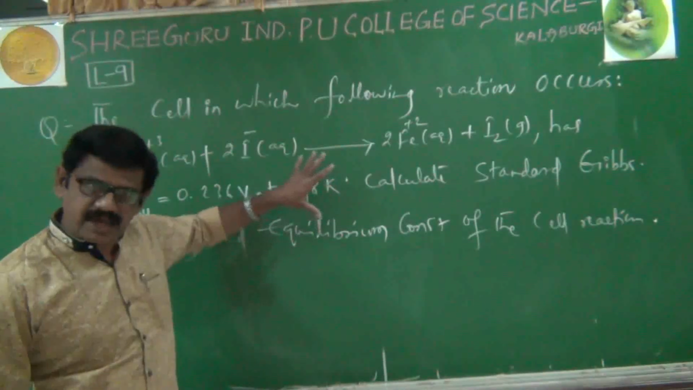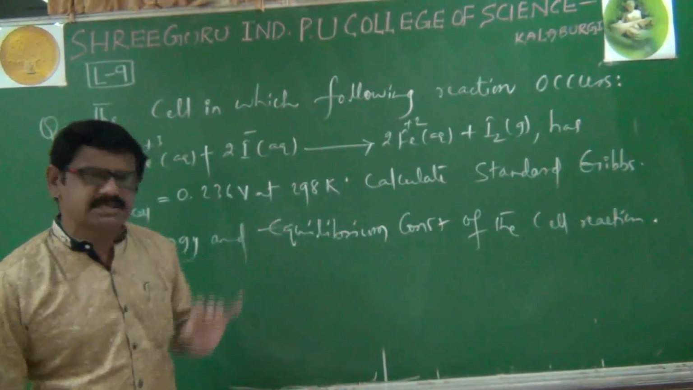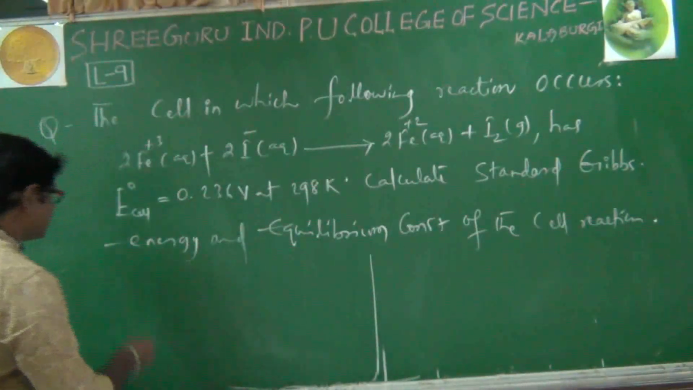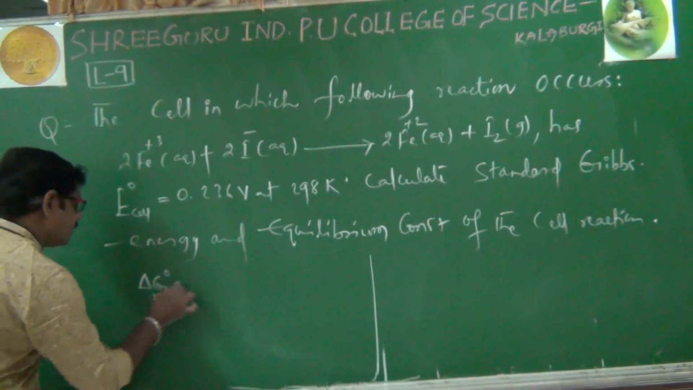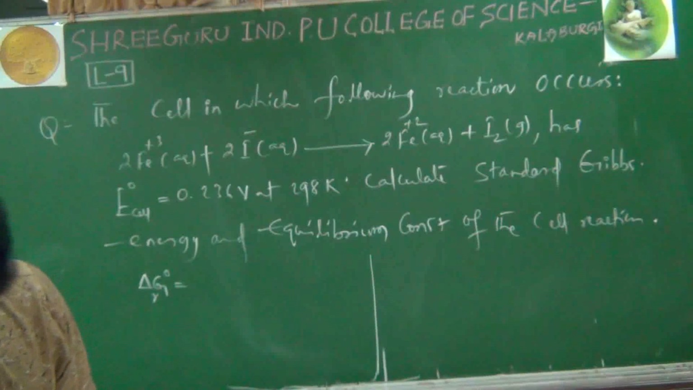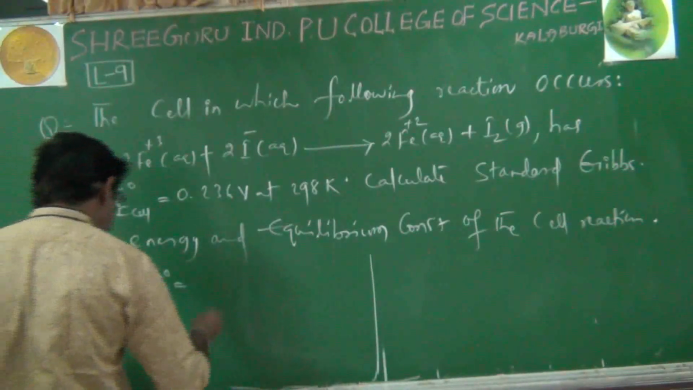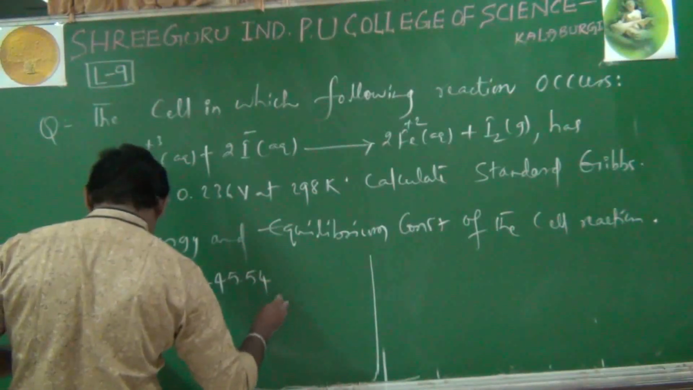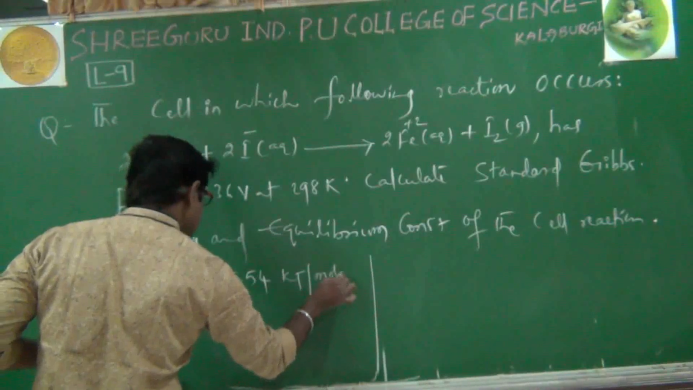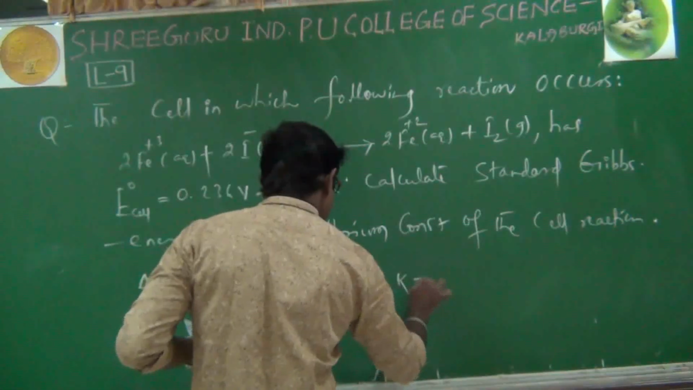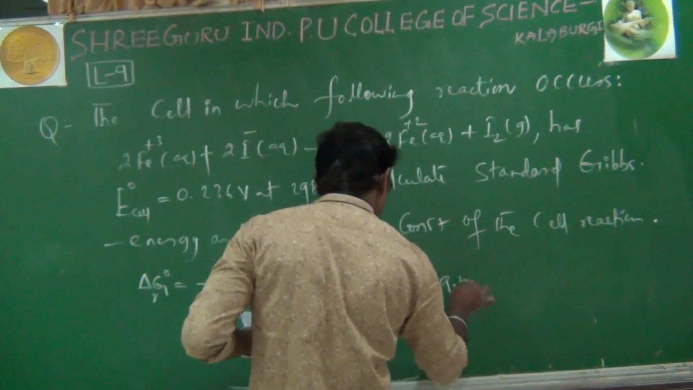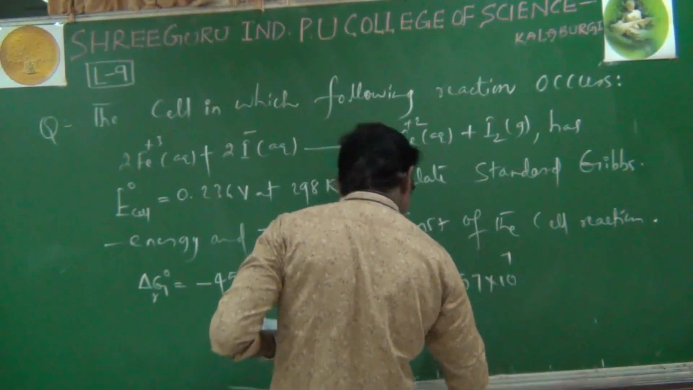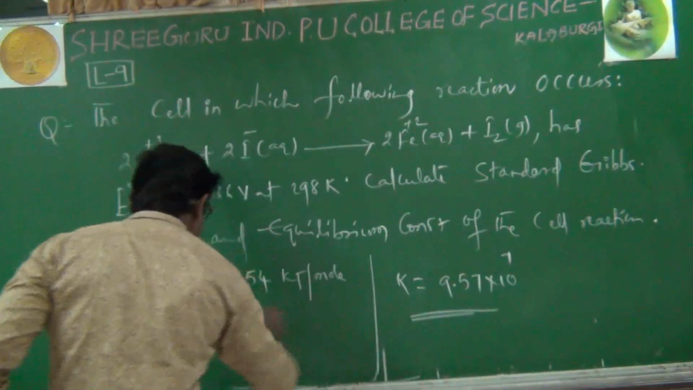Now we will do one thing. This question I will give you as homework, and I will give you both answers. You have to try. The answers are like this. One is the standard Gibbs energy change: delta G naught equals minus 45.54 kilojoules per mole, and the equilibrium constant K equals 9.57 × 10^7. Right. Both answers I have given.